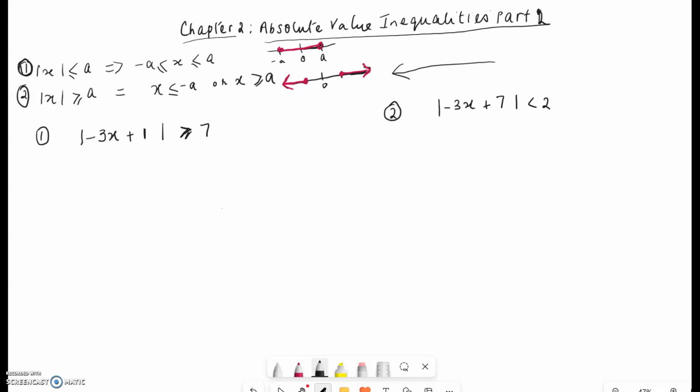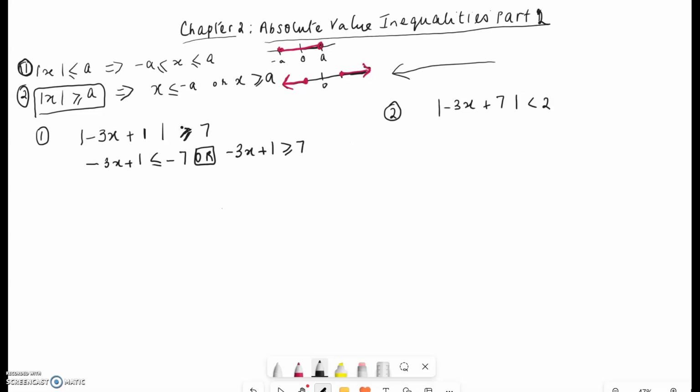So this is greater than or equal to 7. Notice this is the rule that we're going to use. -3x plus 1 is less than or equal to -7, or -3x plus 1 is greater than or equal to 7.